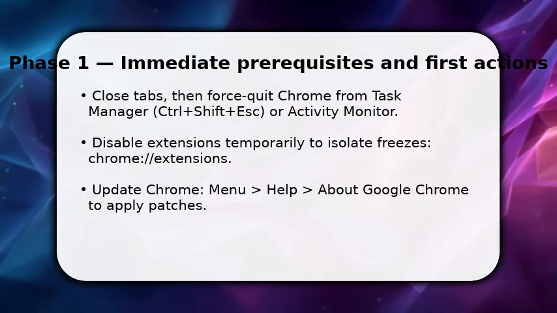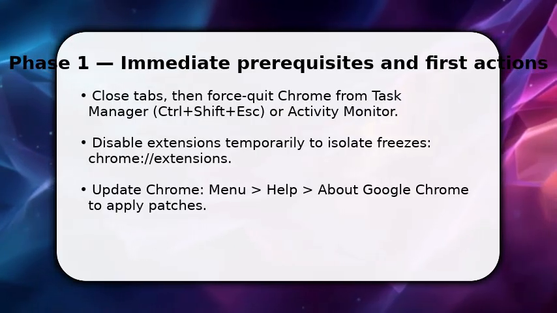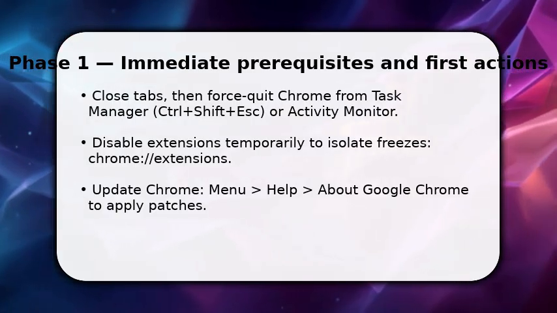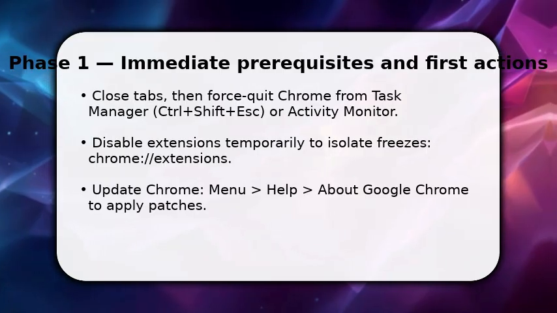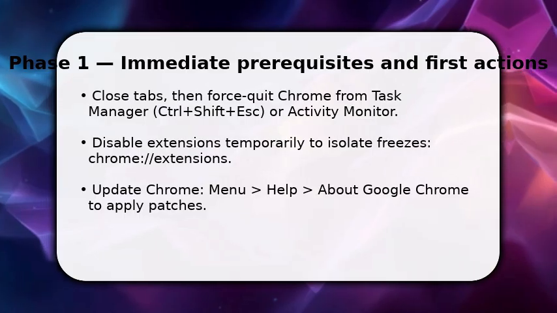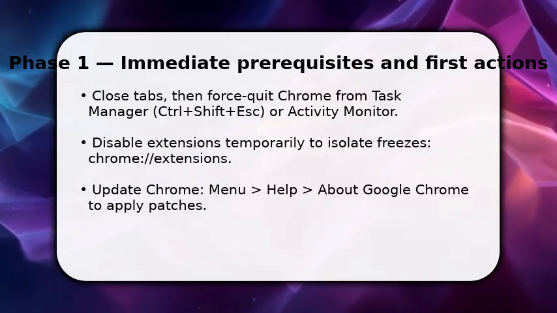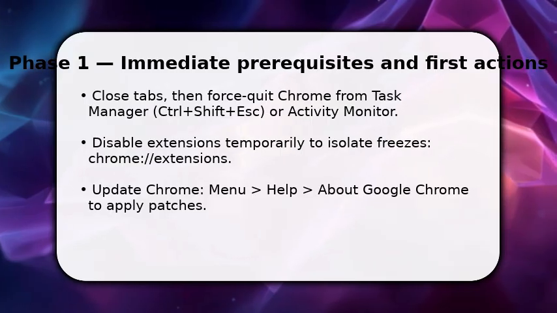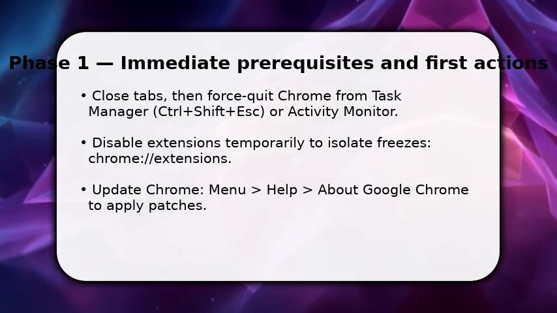You start by reducing variables. Close distracting tabs and force quit the browser so Chrome can release hung processes. Once done, open Task Manager or Activity Monitor and confirm no chrome.exe or Google Chrome remains. This prevents ghost processes from locking resources.